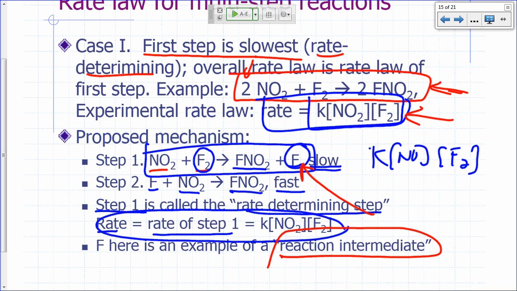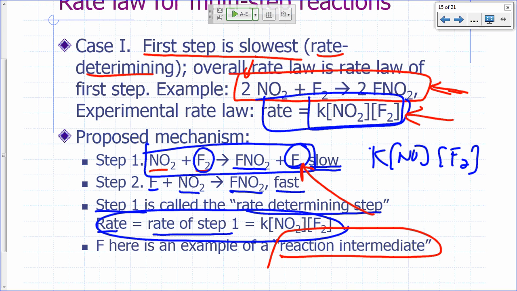So one experiment you might want to design in the lab, if you want to further investigate the plausibility of this mechanism, is an experiment that would allow you to detect those fluorine atoms, the reaction intermediate.